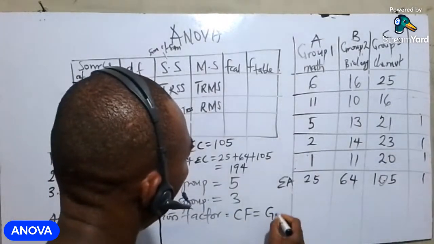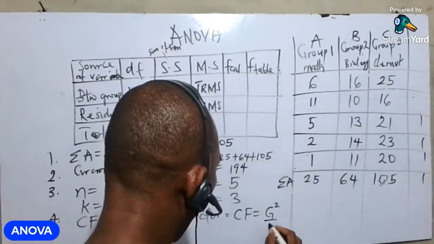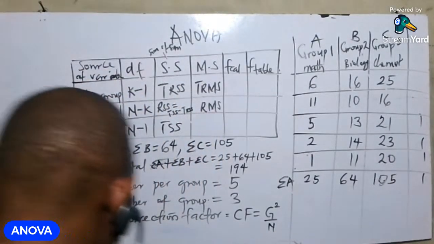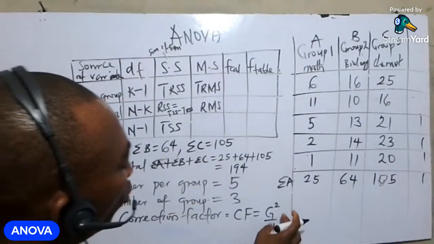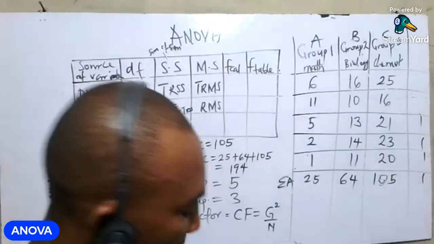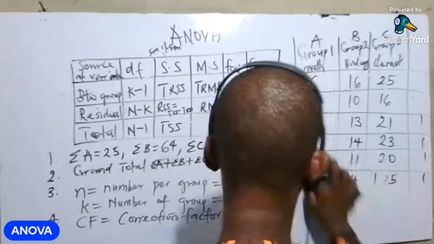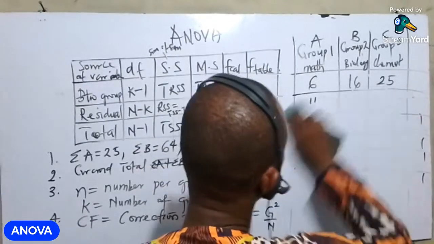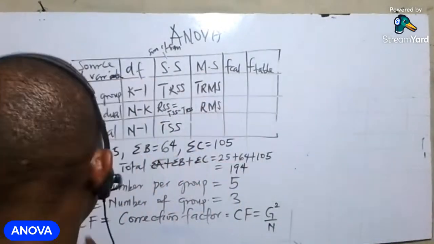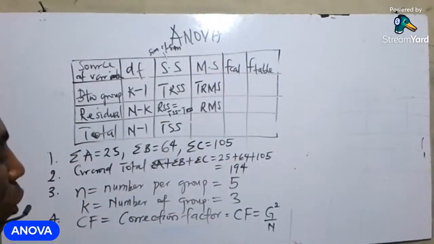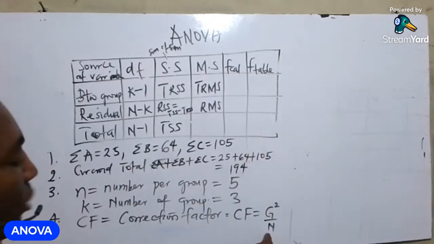The correction factor simply means the grand total squared, divided by the capital N. When you square the grand total, I think I need to clean this side now, so that even if you need it we may not likely need every year. So we can fall back on this since we have our formula and our table on the screen. We need to get our CF, the correction factor: you square the grand total and divide by n.